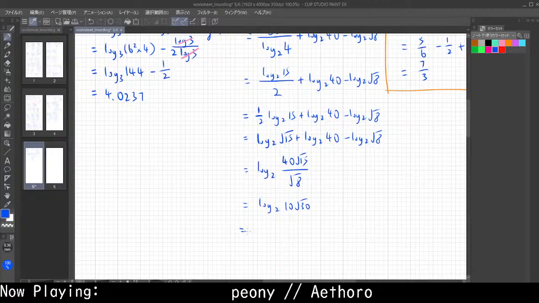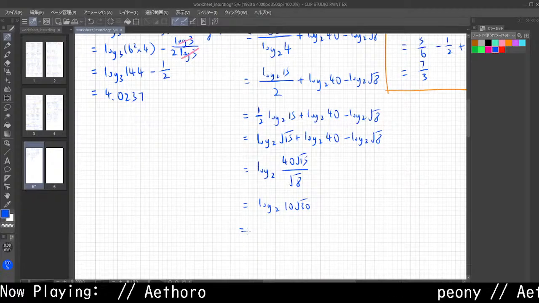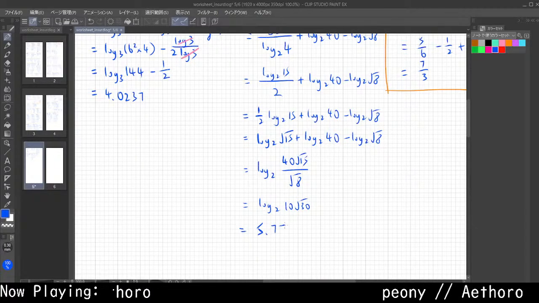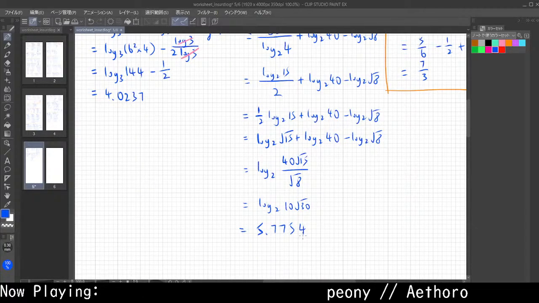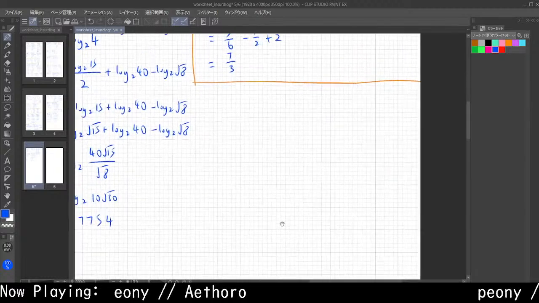So this is equal to, let's see, log base 2 of 10 square root 30. You get 5.7754, correct to 4 decimal places. Okay, next, F.